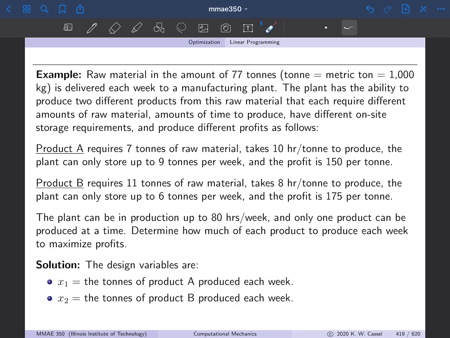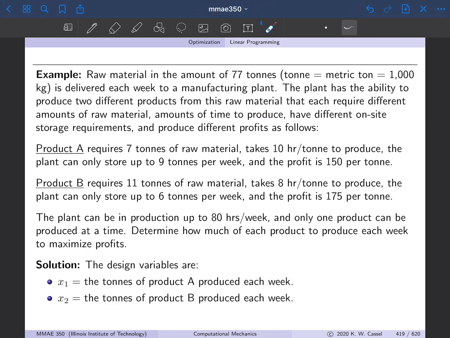So that every week it gets 77 tons of raw material, and the plant has the ability to make two different products. So maybe these are two different types of ventilators to help with coronavirus patients. So two different products that use the raw material, and then each product requires different amounts of time and different numbers that can be stored on site and so on.